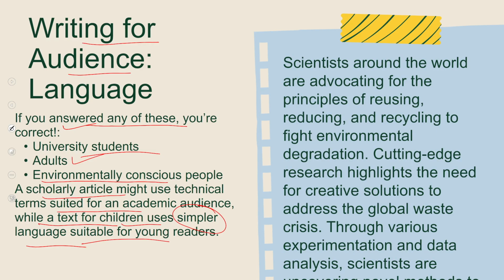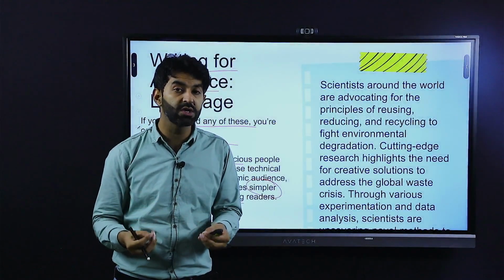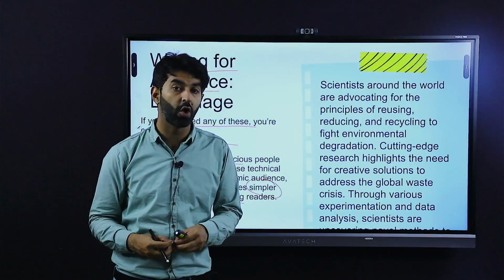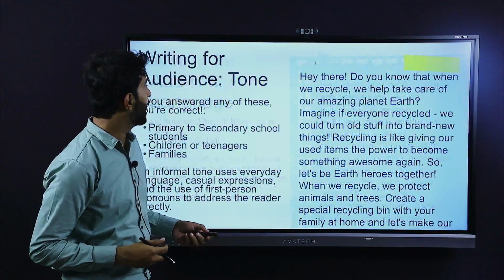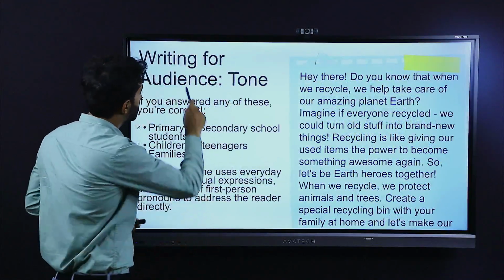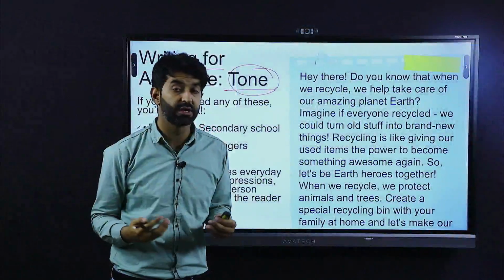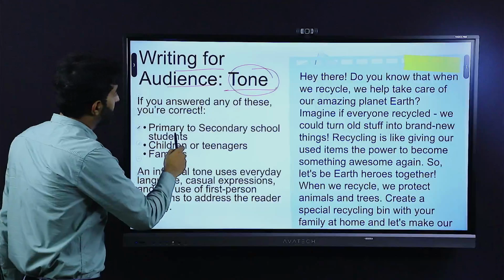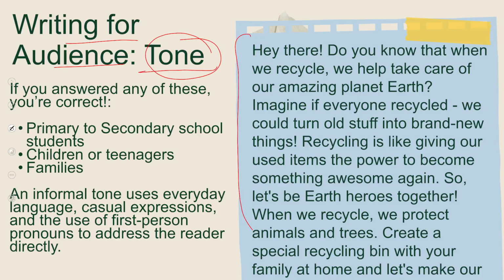So you can clearly see how the author alters his language, his style and tone for different kinds of audiences. Next one we have tone. Now let's see how the tone changes for different kinds of intended audiences. Now again we have this text. If you read it and then answer the questions, they look something like this.